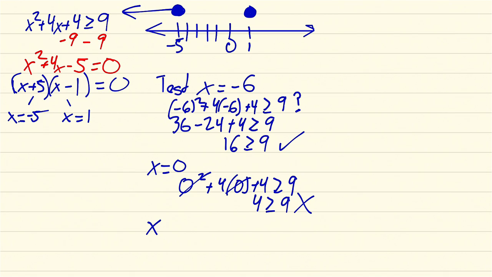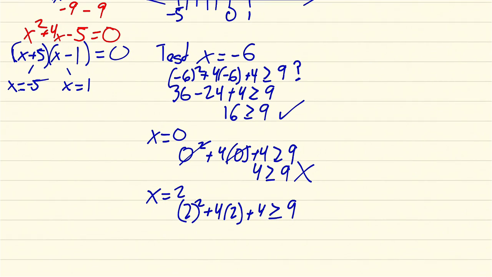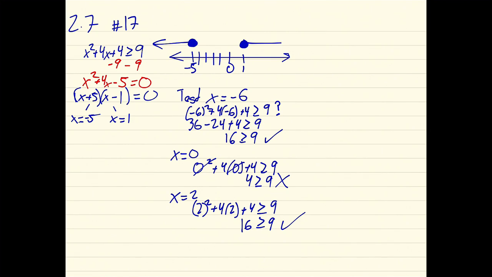Let's test one off to the right side. So I'm going to test out x equals 2. So we have 2 squared, I'm going to put that in parentheses, plus 4 times 2 plus 4, checking to see if that's greater than or equal to 9. 2 squared is 4. 4 times 2 is 8. So we have 4 plus 8 is 12 plus another 4. We got 16. Is 16 greater than or equal to 9? It sure is. So we're going to put our other arrow over there.